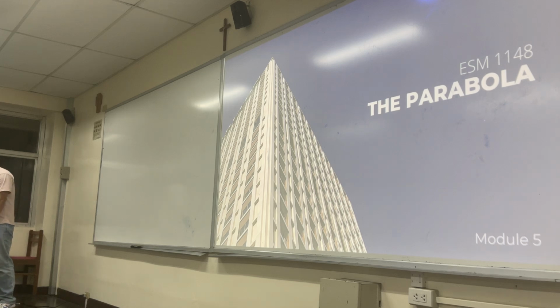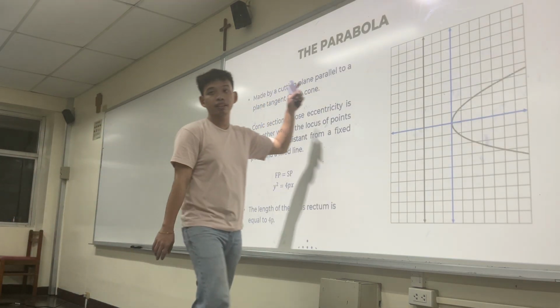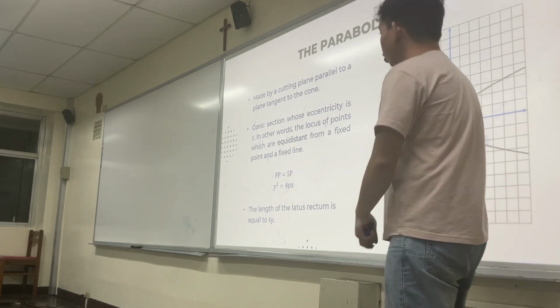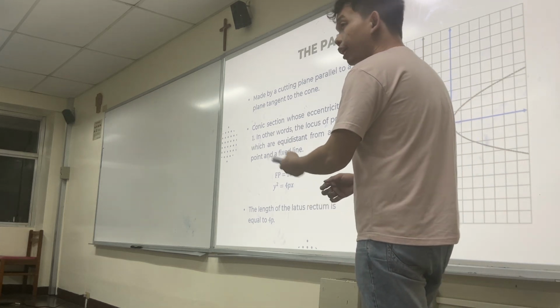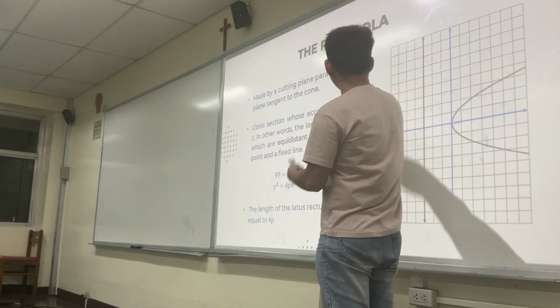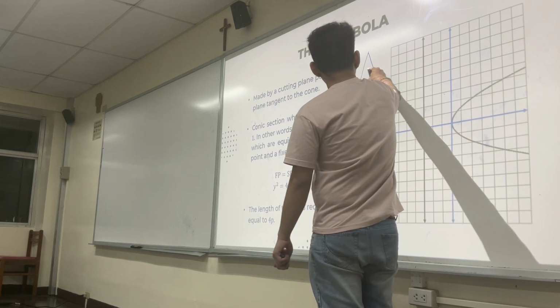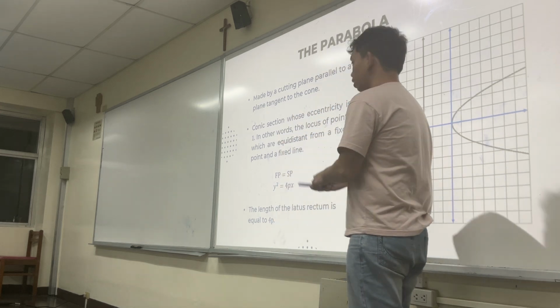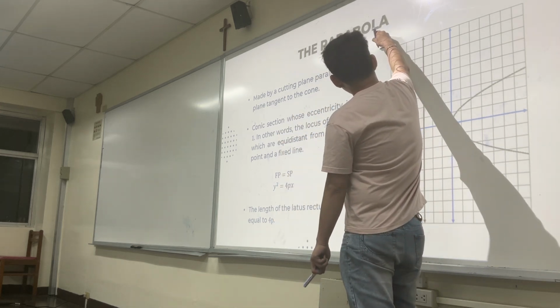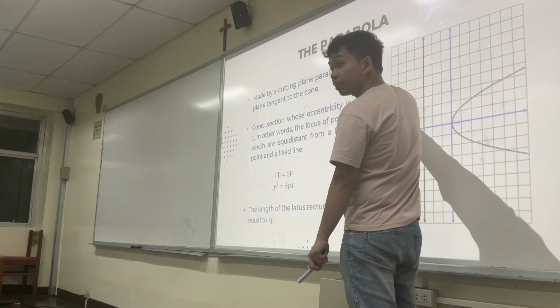Your first lesson is precisely your parabola. Your parabola is created when you cut through your conic section, your cone, with a plane that is parallel to the plane tangent to the cone. What does it mean? If you have, let's say, a cone, such as this one, and you cut through using a plane that is parallel now to this plane, kita nyo?